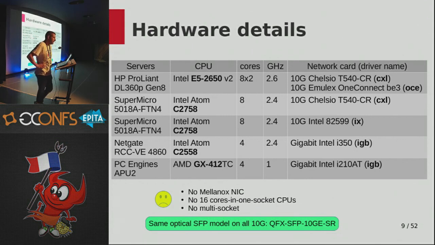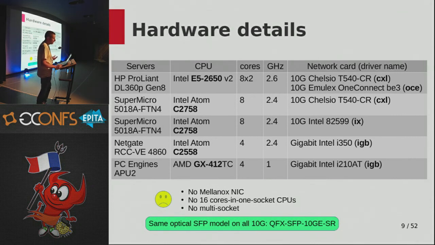I don't have Mellanox. I want to test them; they have very good reviews. I don't have, for the moment, a 6-core, 1-socket CPU, and I don't have a multi-socket CPU, but this can be interesting too. And about the detail, all the 10 gigabit SFPs are the same everywhere. It's not a matter.